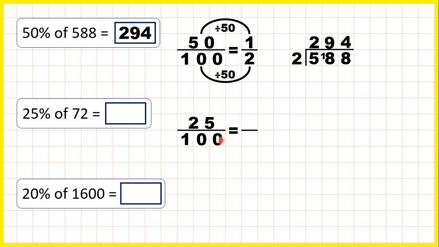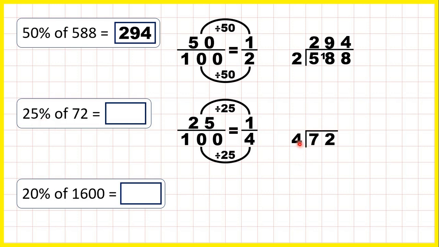25 and 100 are both in the 25 times table. 25 is the highest common factor of both numbers. So 25 divided by 25 is 1, and 100 divided by 25 is 4, because 4 times 25 is 100. So to find 25%, rather than dividing by 100 and then multiplying by 25, we can instead just divide our number by 4, because that's how we find 1/4, and 1/4 is the same as 25%.